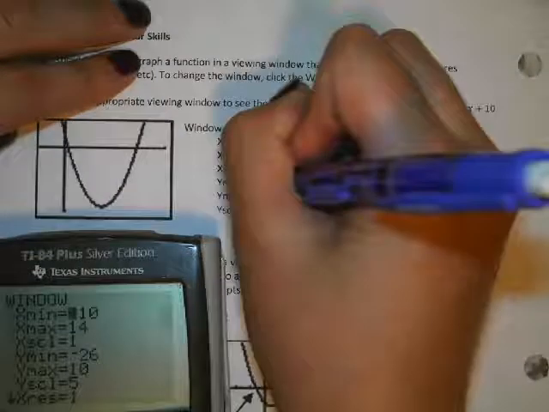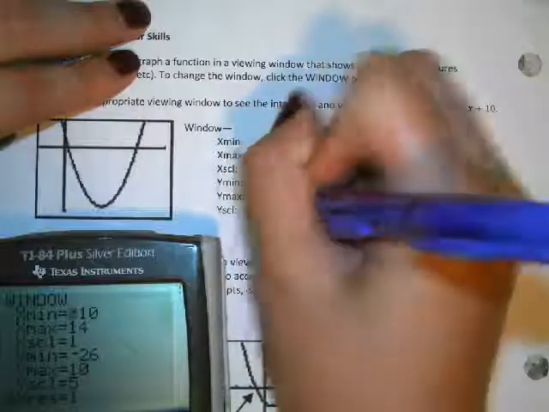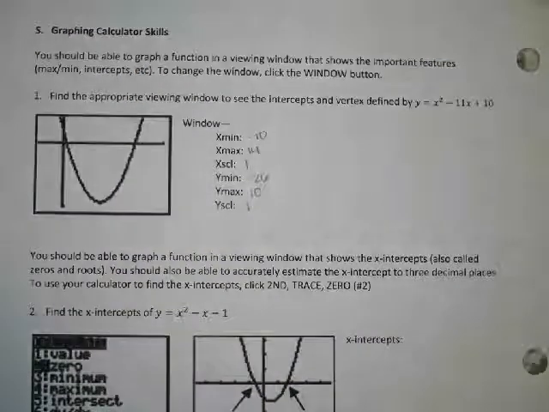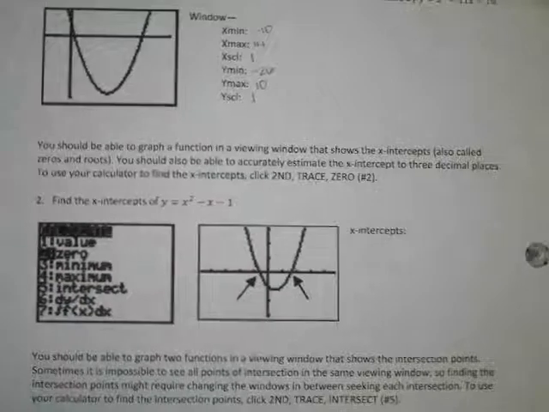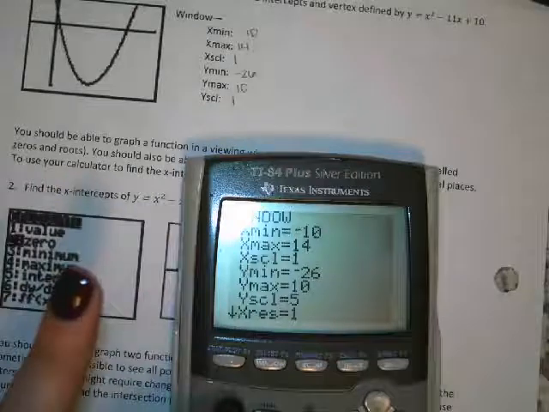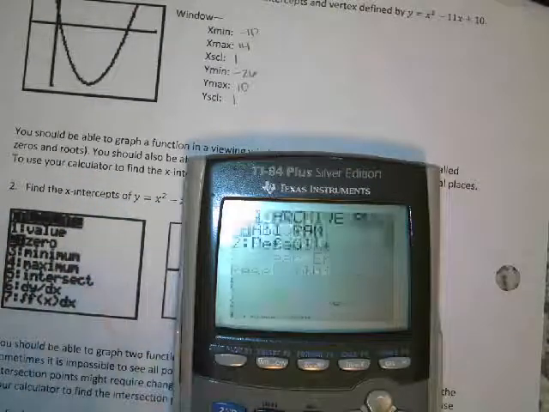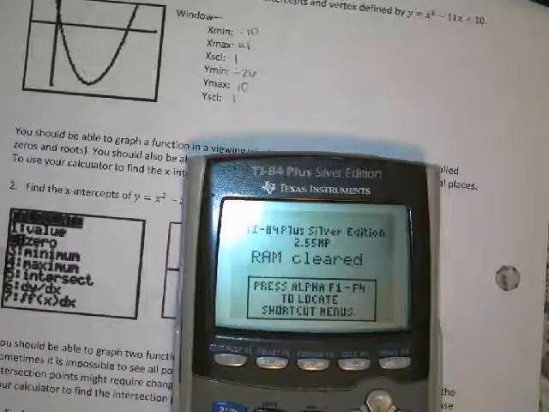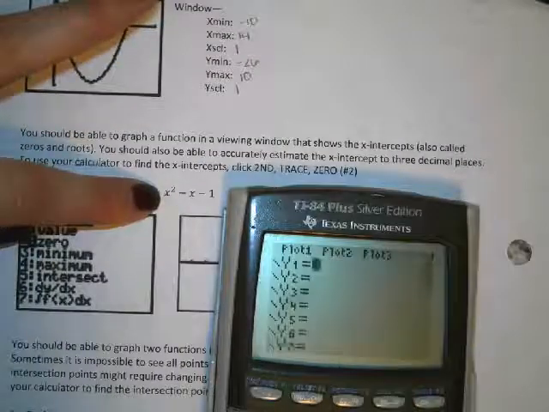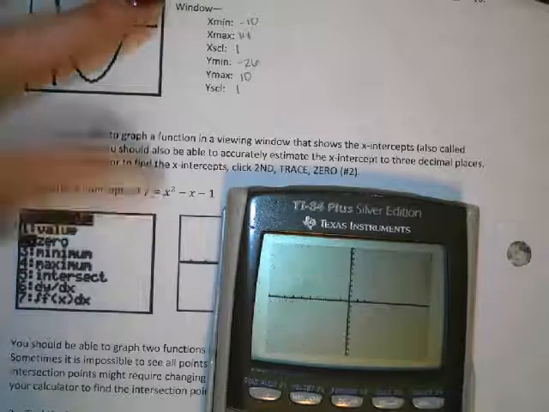For y min, I had negative 26. For y max, I had 10. And I'll just leave the scale as 1. That's fine. Okay. Next one, we're going to find the x-intercepts. So I'm just going to clear my calculator, second plus 712, so I'm starting over again. Here the quadratic is x squared minus x minus 1.